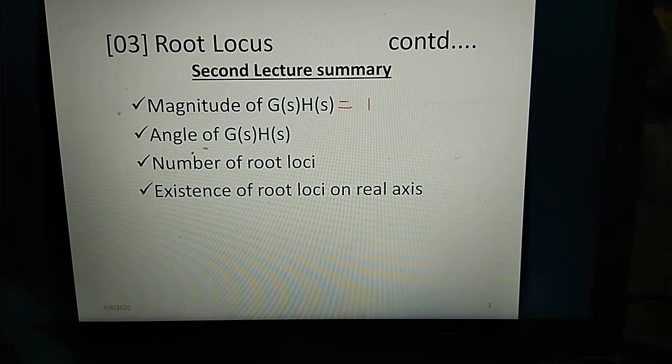Now come to the angle of GH. What angle do we obtain? The angle of GH will be (2q plus 1) multiplied by 180. The plus sign is used for the counterclockwise movement, and the minus sign is used for the clockwise movement.